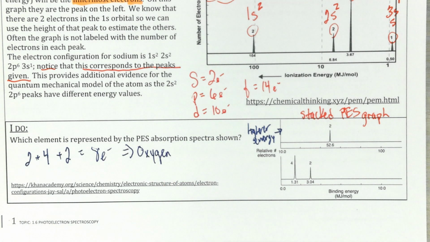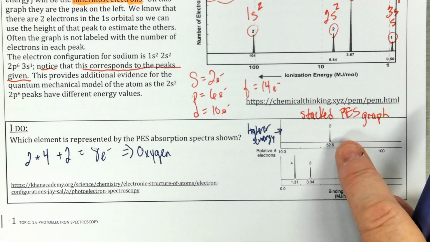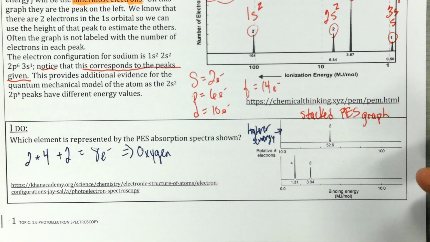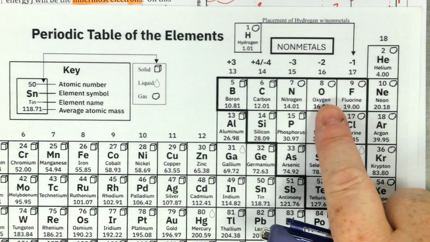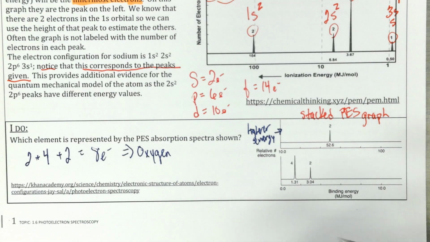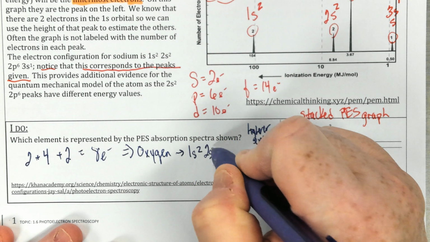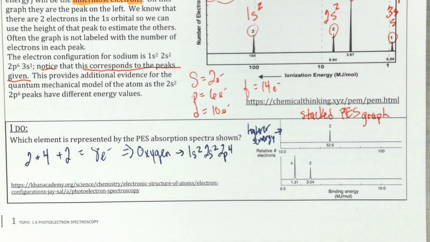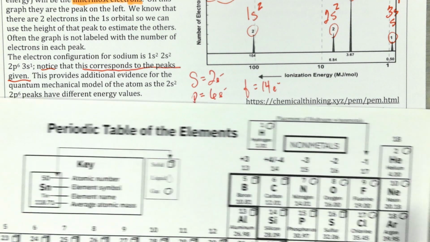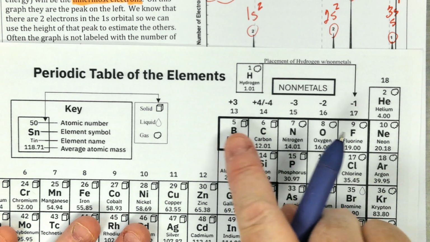Now, I'm going to take it a step further. It doesn't ask you to do this, but in other questions it will. What is this first 2? Is that 1s2, or is that my lower energy, and is that my 2s2? Well, we know that oxygen is in the second period, okay? So we know that the configuration for oxygen is 1s2, 2s2, and then 2p4. Okay, so we got to go through hydrogen and helium, that's 1s2, 2s2, and then 2p1, 2, 3, 4.